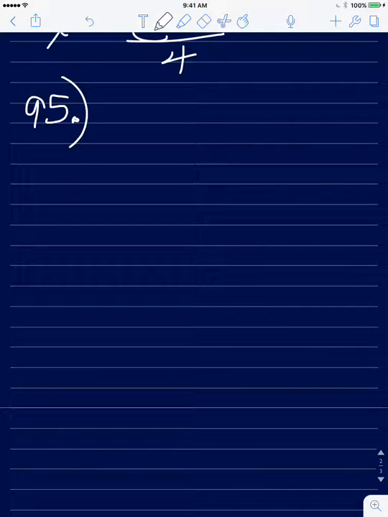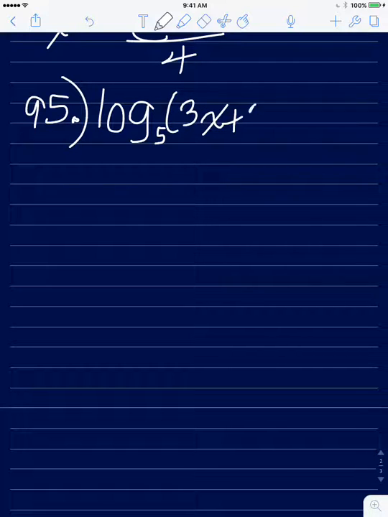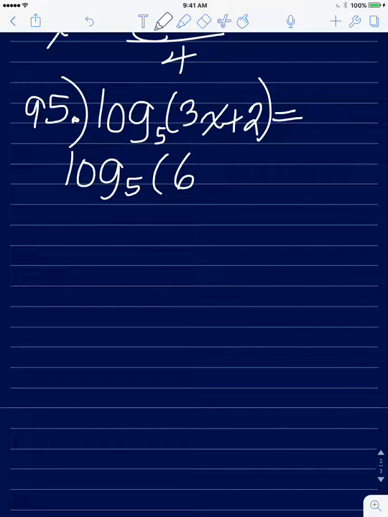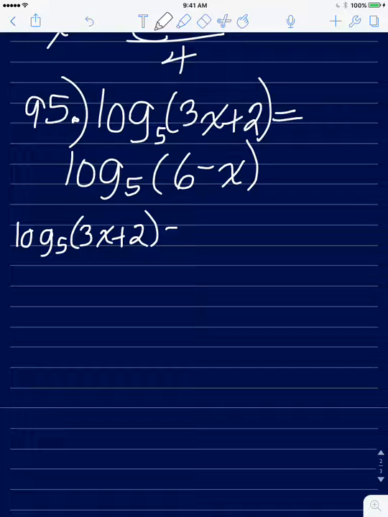Number 95 is log base 5 of 3x plus 2 equals log base 5 of 6 minus x. Let me see if I can write it smaller because I want you guys to see it all on one line. Log base 5 of 3x plus 2 equals log base 5 of 6 minus x.